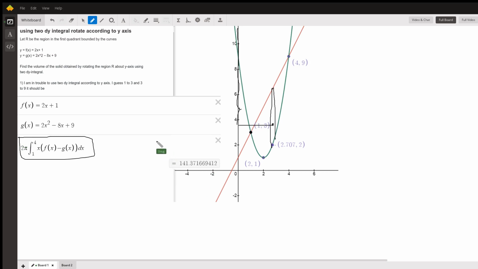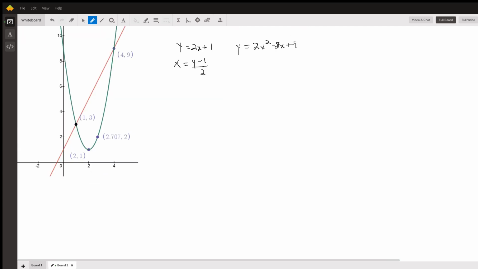141.37. Okay, but you're asked to do this using the washer method. So that means that we want our typical shells perpendicular to the axis of revolution, which is why we have to have two different integrals. One from 3 to 9 along the y-axis, because this will be a typical shell region. And then down in here, we'll have this.